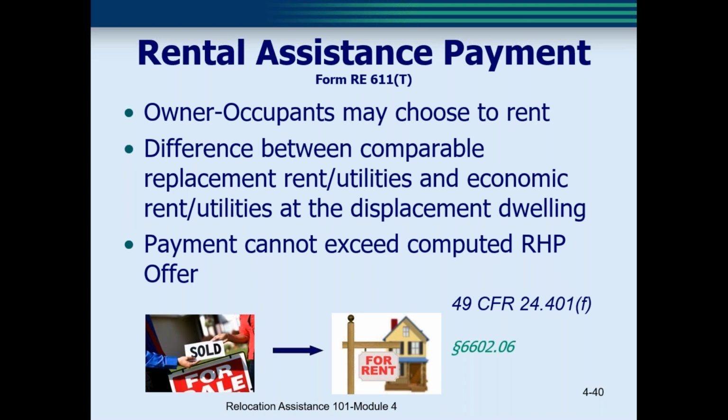So this monthly differential between the displaced site's rent and utilities and your comp is multiplied over 42 months to arrive at their rental assistance payment, which cannot exceed their RHP offer. We will talk about this a little more in the next module, but the owner's income is not a factor when computing a rental assistance payment for a 90-day owner. Income comes into play if you have a tenant occupant. It doesn't come into play if you have an owner occupant who changes their status.